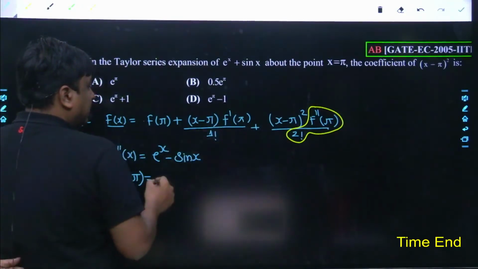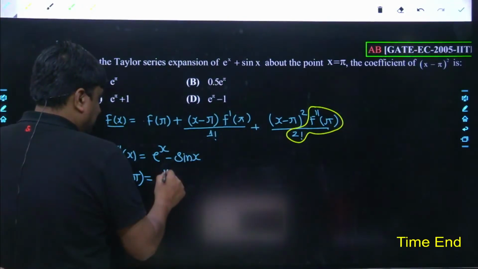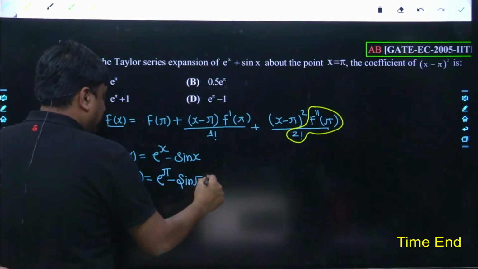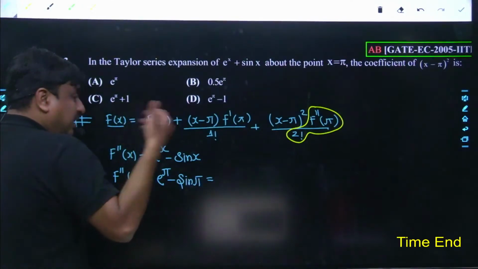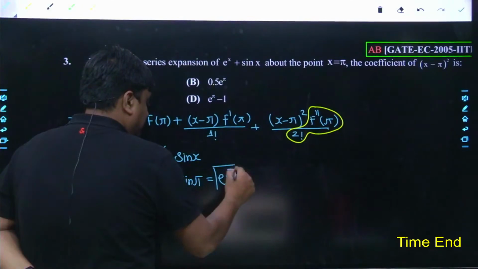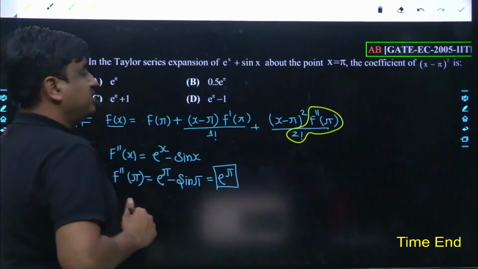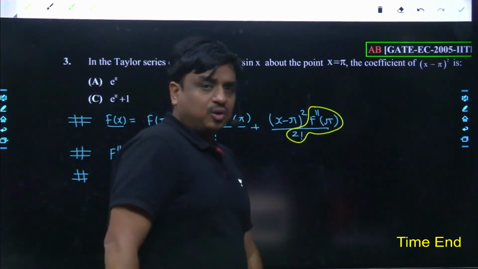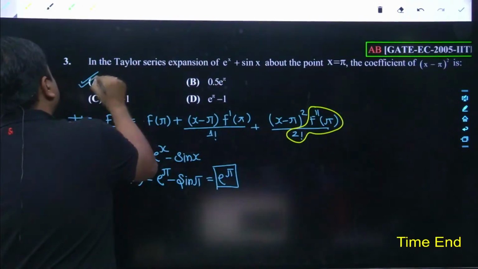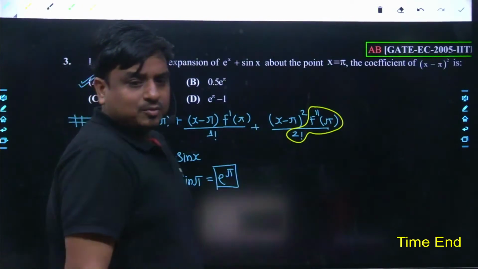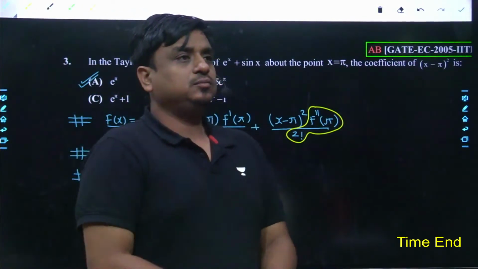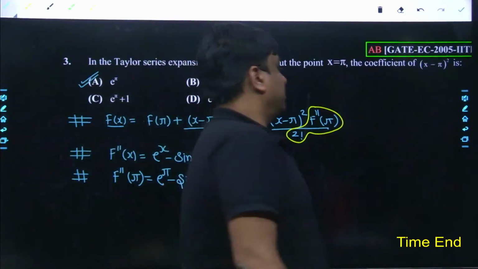So let me start feeding the data over here. Here it becomes e to the power of pi, and here comes minus sine pi, and sine of pi, which is sine of 180 degrees, is 0. So the value is simply e to the power of pi. So the coefficient of the third term involved in the Taylor series is simply e to the power of pi. So what must have been the best answer? A must have been the best answer.